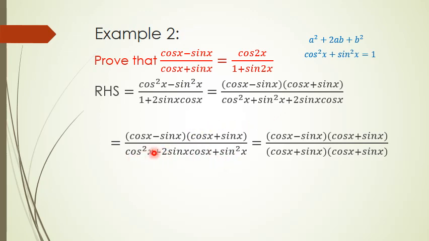Then rearranging so that it looks much more familiar, just taking sine squared x to the right so that we have that in the middle. We have cos squared x plus 2 sine x cos x plus sine squared x here, equal to, then we factorize that. This is actually the square of a binomial. It is the square of cos x plus sine x. So cos x plus sine x. Now this cancels with that, and this is the result that we were looking for. So that's equal to cos x minus sine x over cos x plus sine x, which is equal to the left hand side.